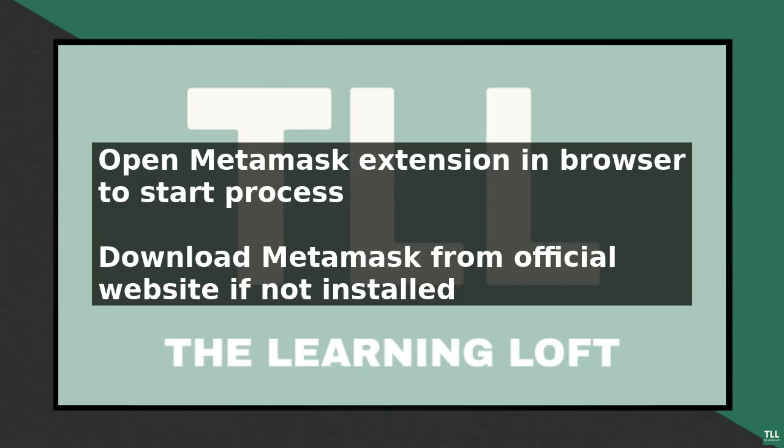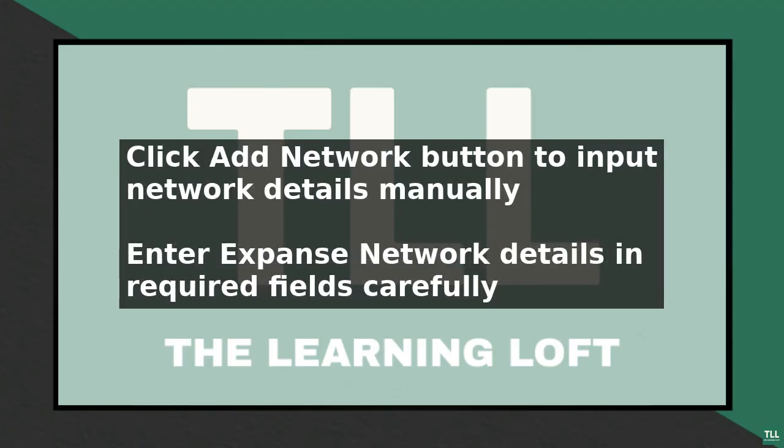In the network name field, enter Expanse Network. In the new RPC URL field, enter the Expanse Network RPC URL. The chain ID is a unique identifier for the network, so enter the Expanse Network chain ID. The currency symbol is the symbol for the cryptocurrency used on the network, so enter the Expanse Network currency symbol.